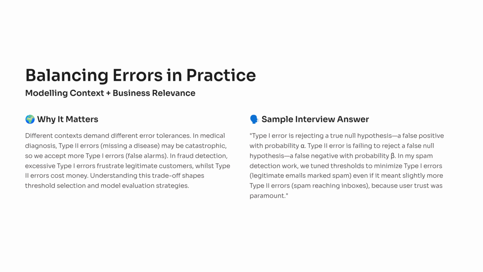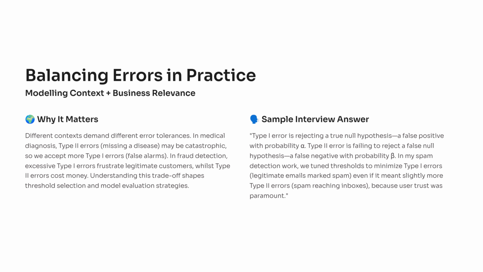Now let's talk about how this actually plays out in the real world. Because interviewers love to see if you can connect statistics to impact. Different situations demand different balances. In medical testing, missing a disease, a type 2 error, can be catastrophic. So doctors prefer to tolerate more false alarms if it means catching every real case. In other words, it's okay to scare a few healthy people if it saves lives.